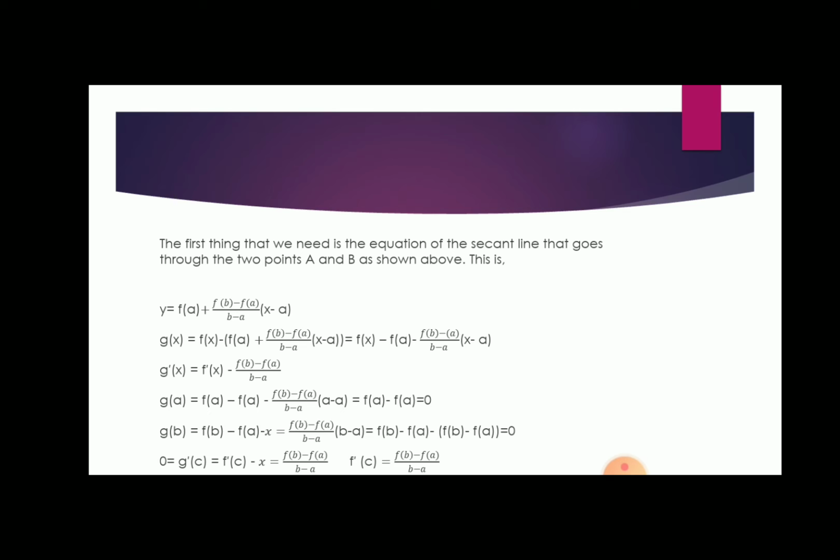This is y equals f of a plus f of b minus f of a over b minus a times x minus a. Define g of x equals f of x minus f of a plus f of b minus f of a over b minus a times x minus a, which equals f of x minus f of a minus f of b minus f of a over b minus a times x minus a.